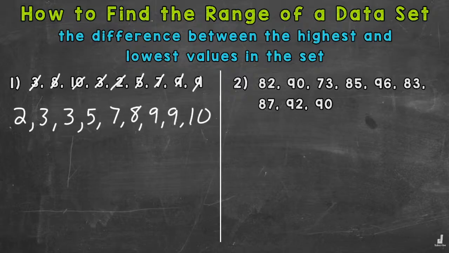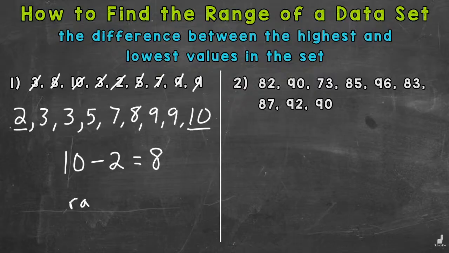So now we are ready to calculate range, and we do that by finding the difference between the highest and lowest values in the set. That will give us our range, or distance between our highest number and lowest number in value. So our highest here is 10, and our lowest is 2. So we would do 10 minus 2, that gives us 8, and that is our range. So our range equals 8.